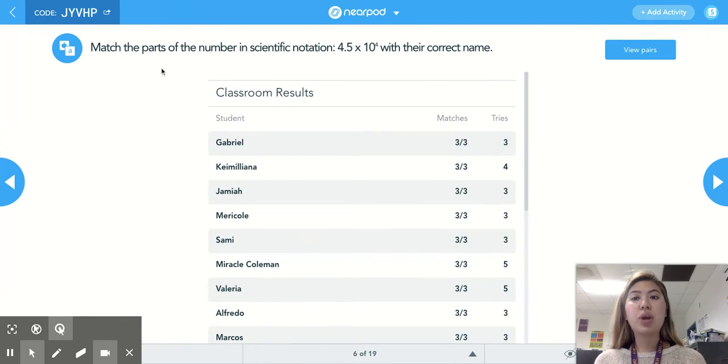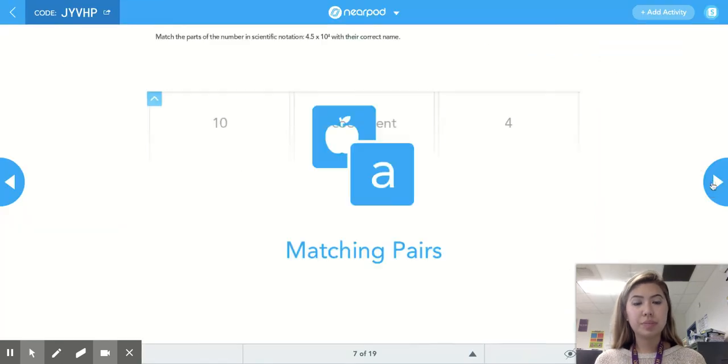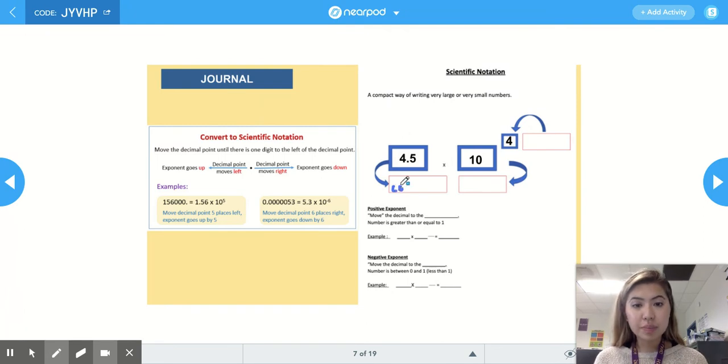There was a matching activity where you had to match the parts of the number in scientific notation, 4.5 times 10 to the power of 4, with their correct label or name. So 4.5 should have been the coefficient, 10 is the base, and 4 is the exponent. Then there was this journal entry. Scientific notation is a compact way of writing very large or very small numbers. We have 4.5 times 10 to the power of 4. So 4.5 is our coefficient. Ten is going to be our base. And 4 is going to be our exponent.